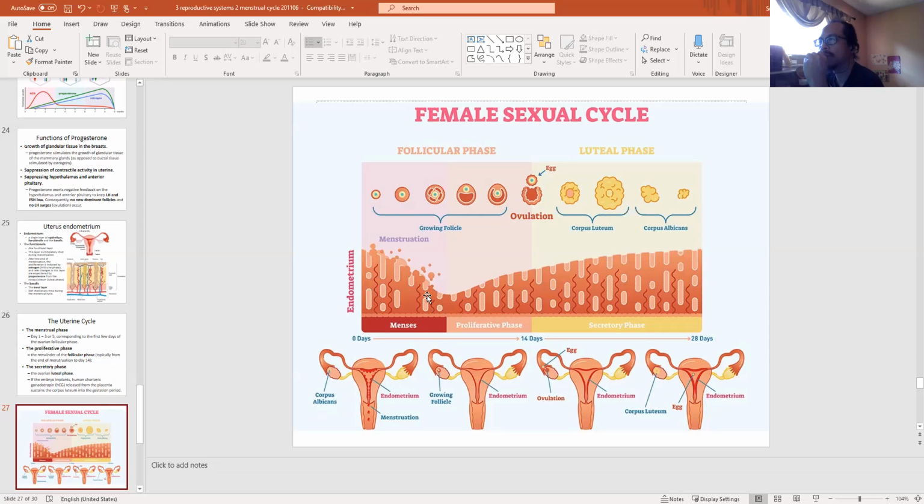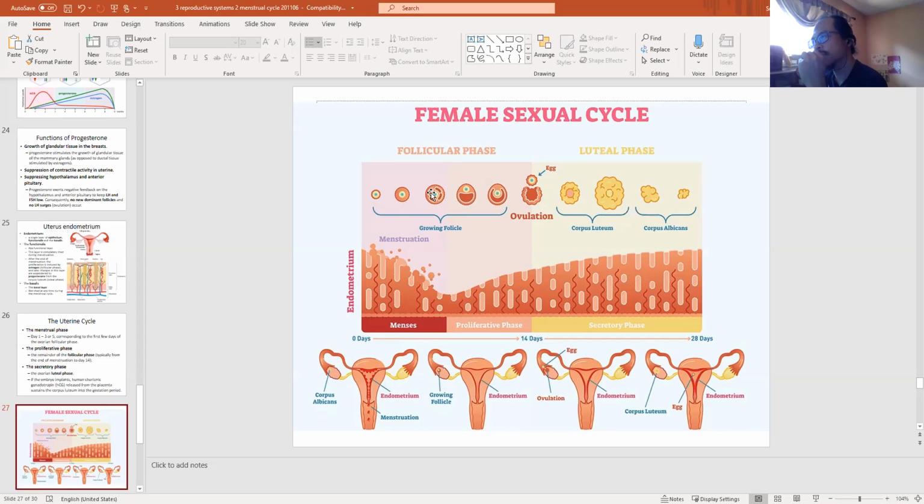One is the menstrual phase, or menstruation. Here we have the collapse of the functional layer of the endometrium. The basal layer remains unchanged. Then after that, we will have the follicular development.